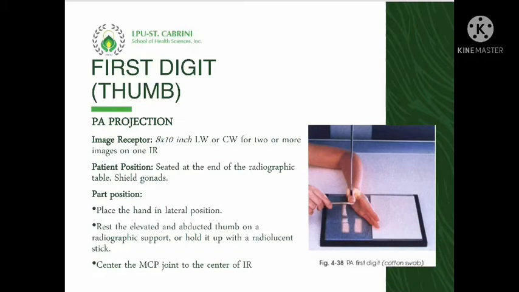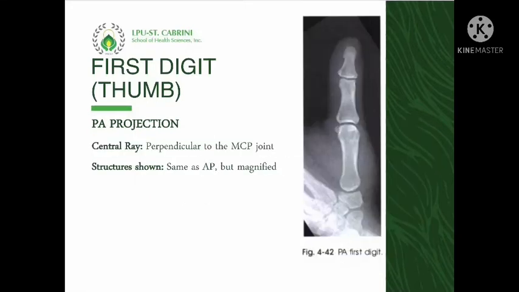The hand is placed in lateral position and the elevated abducted first digit should rest on a support or should be held up with a radiolucent stick. The first MCP should be centered on the image receptor. The central ray will be directed at the first MCP perpendicularly. The radiograph that will be shown by this projection is the same as the AP projection but magnified due to the increased OID of the part being examined.